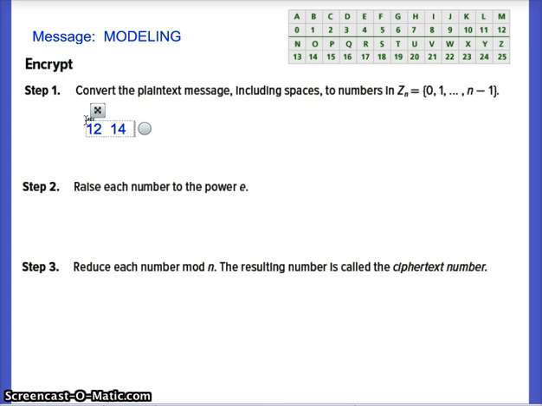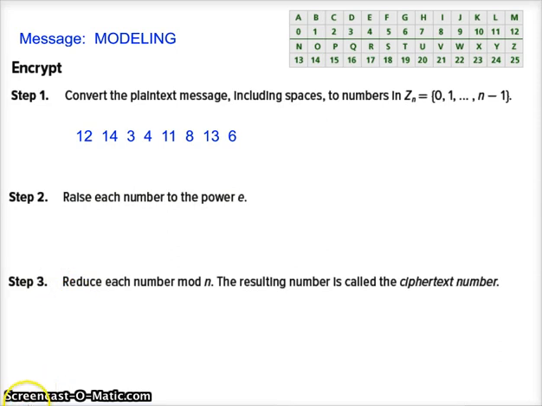O L I N G. And that's all it's telling me to do right now. So I've just got those as numbers.